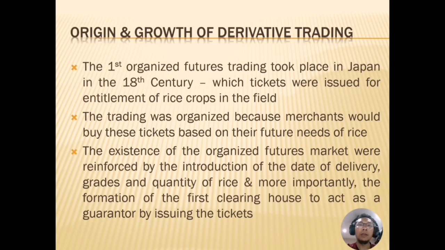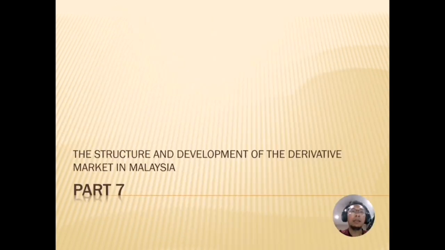The existence of the organized futures market was reinforced by the introduction of the date of delivery, grades and quantity of rice, and more importantly, the formation of the first clearing house to act as a guarantor by issuing the tickets. Okay, and then I think this is the last part, the structure and development of the derivative market in Malaysia.